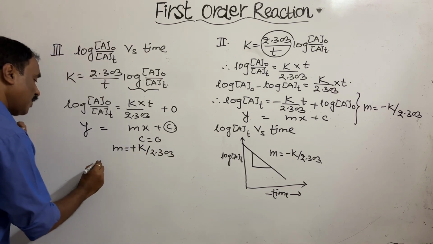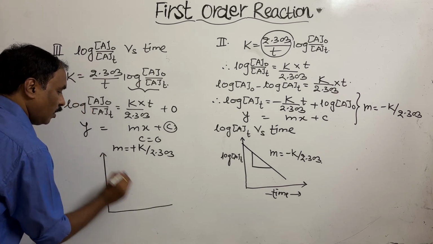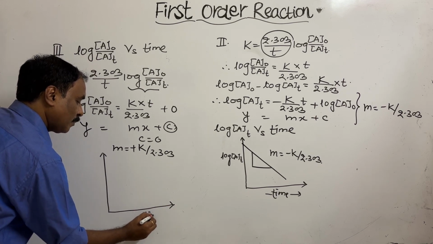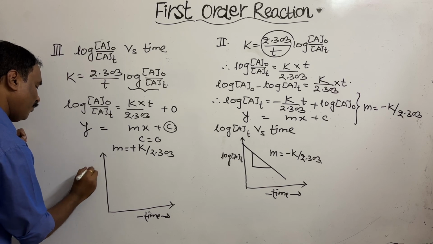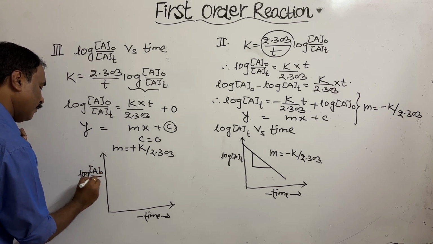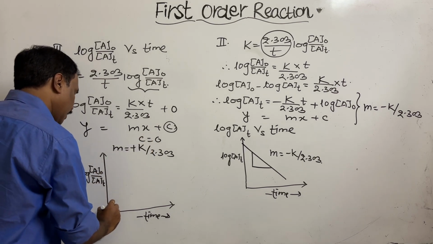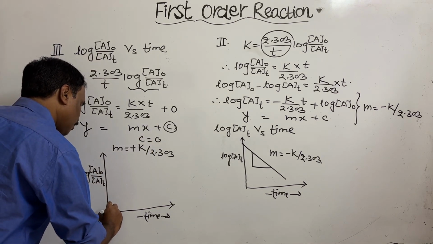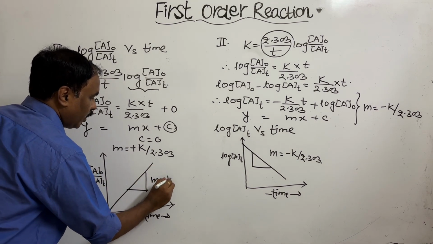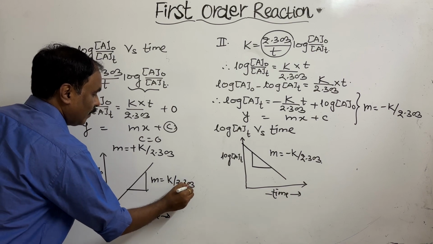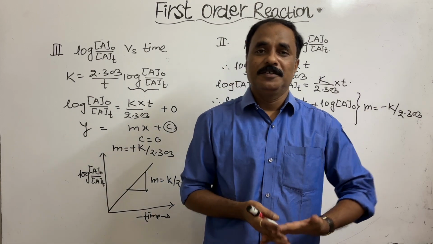है. So what is the graphical representation? यहाँ पर c 0 है, again on x-axis time and on y-axis log of A0 upon AT. Intercept C is 0, slope is positive, and the graphical representation is a straight line passing through origin. So here it is, m is equal to K upon 2.303. So this is about graphical representation in first order kinetics.